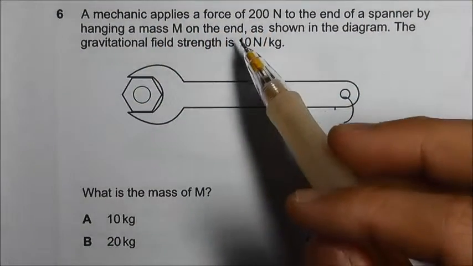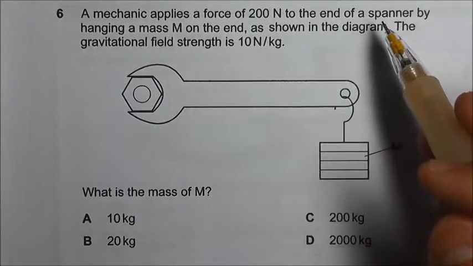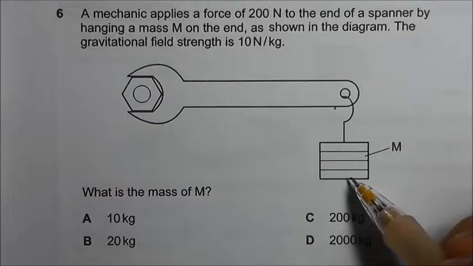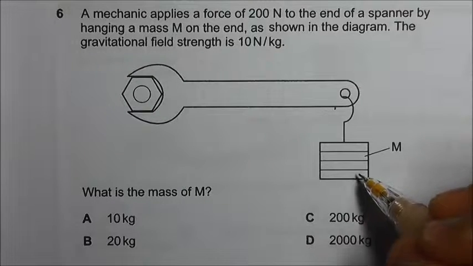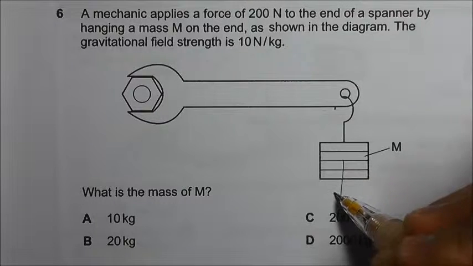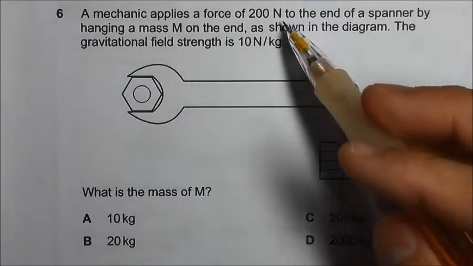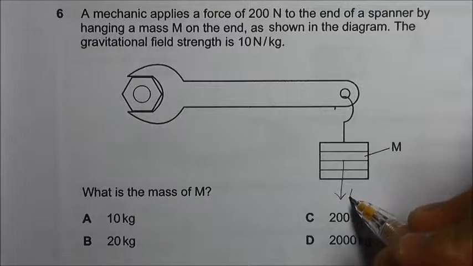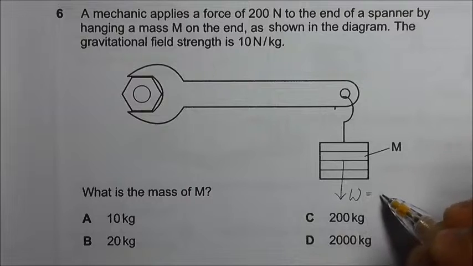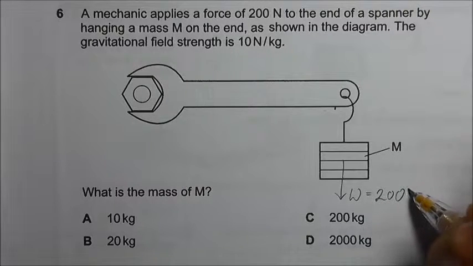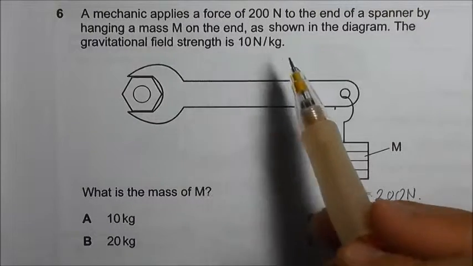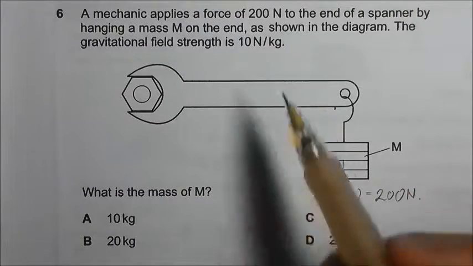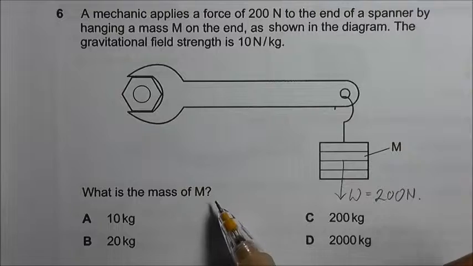A mechanic applies a force of 200 Newton to the end of the spanner by hanging a mass M, as shown in this diagram. So the force that is applied is the gravitational force, and we can also say that is the weight of the mass. That will be 200 Newton. And given the gravitational field strength as 10 Newton per kg, we can find the mass of M.